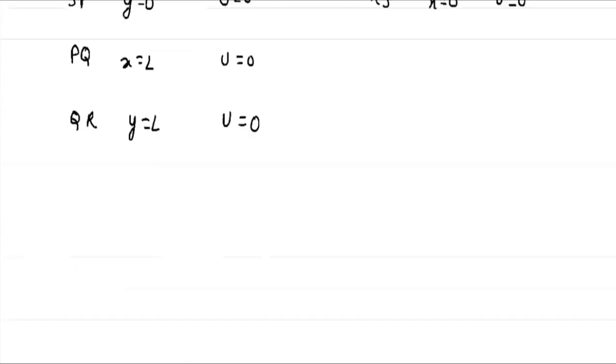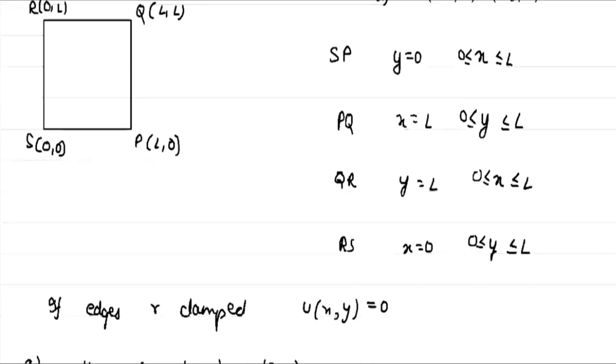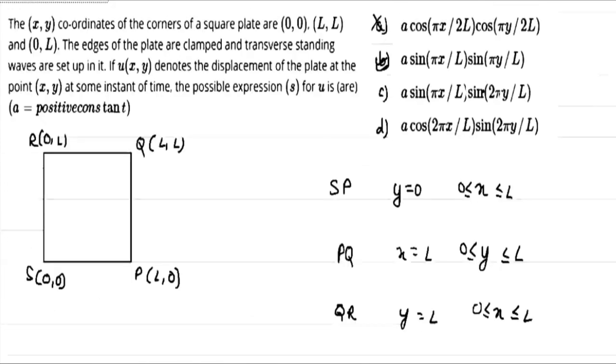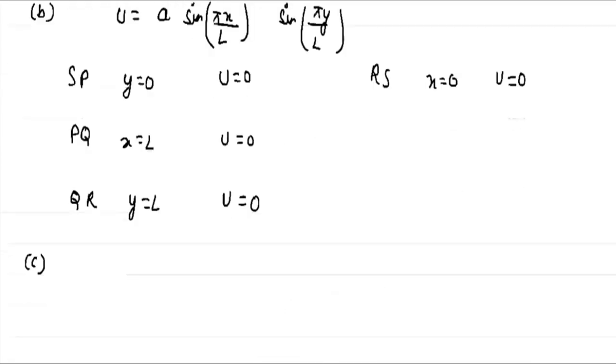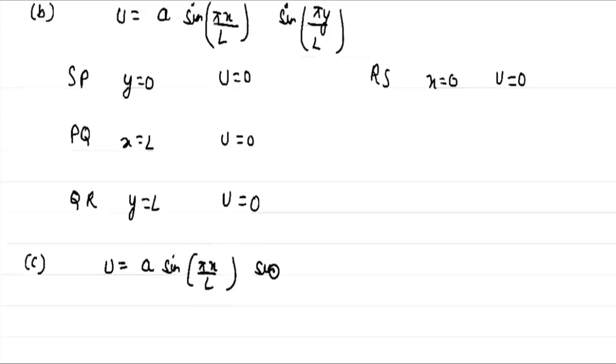Now for the C option, there is just a difference of 2 here. The rest of the thing is the same, so it would be the same type of expression. We just write the expression here. It would be A sine(pi x over L) and then sine(2 pi y over L). Now similarly, if you put y to be 0 for SP, then this function would be 0. That means u would be 0, exactly the same.